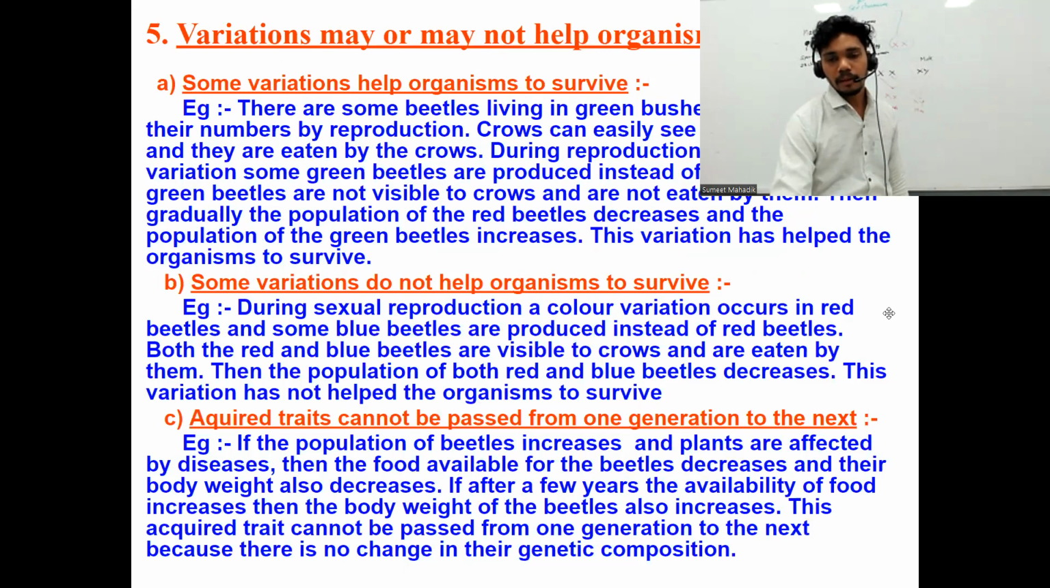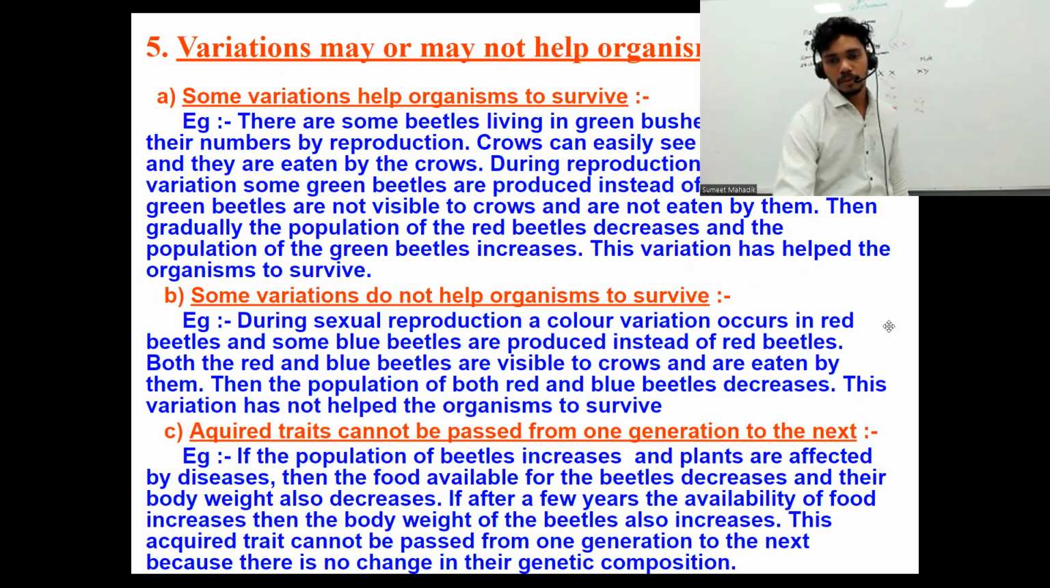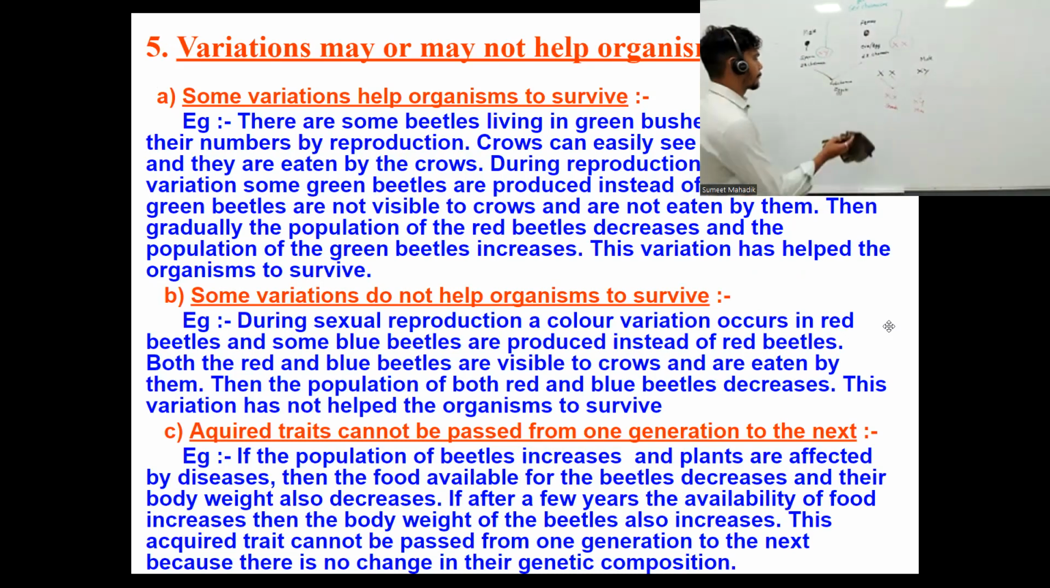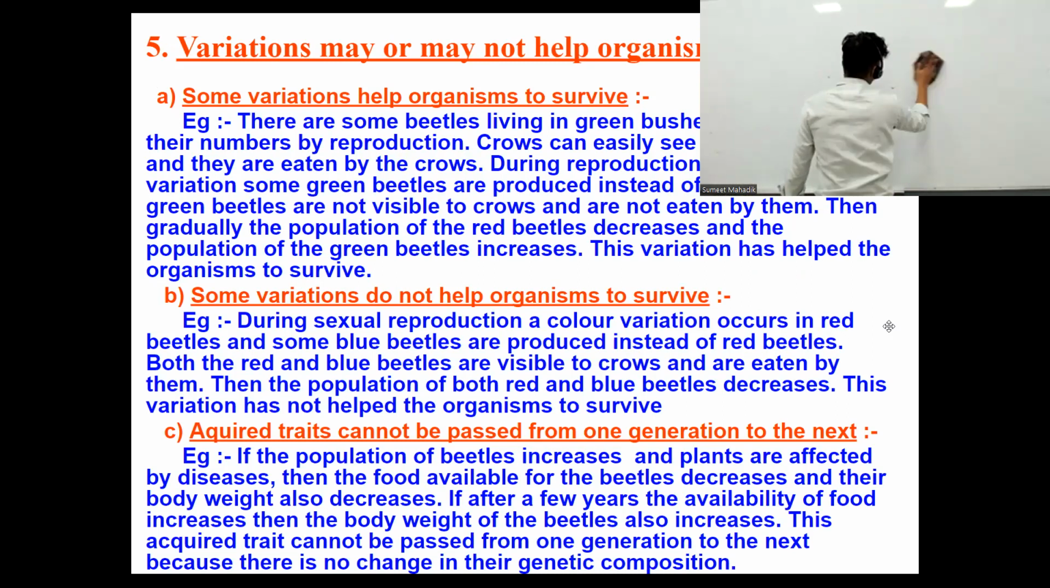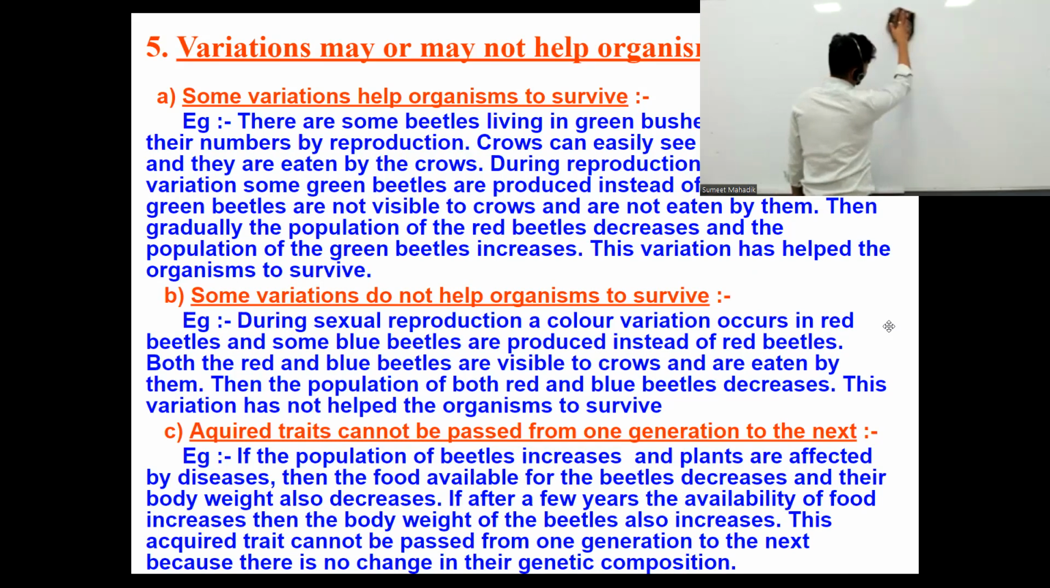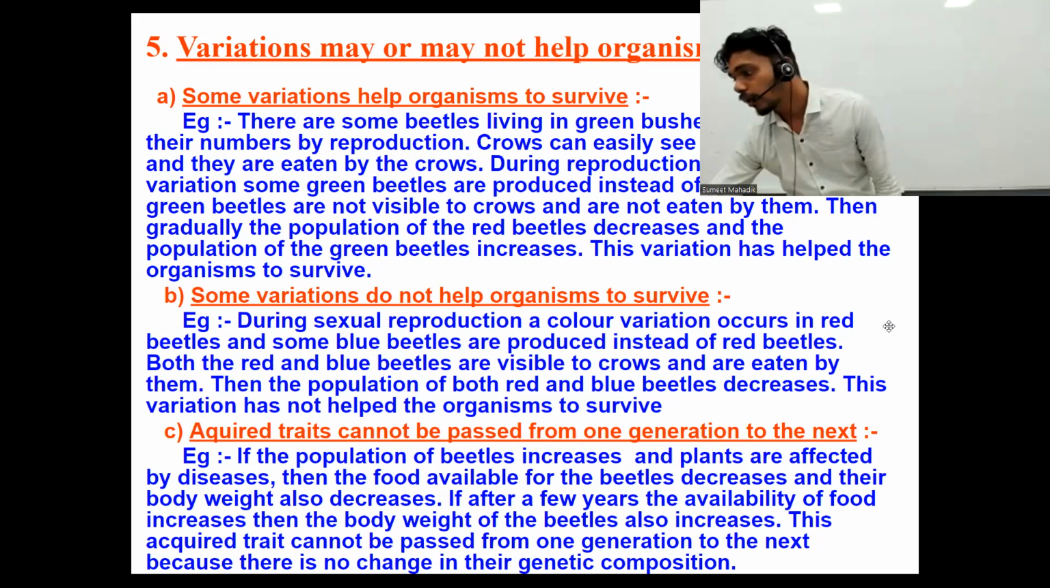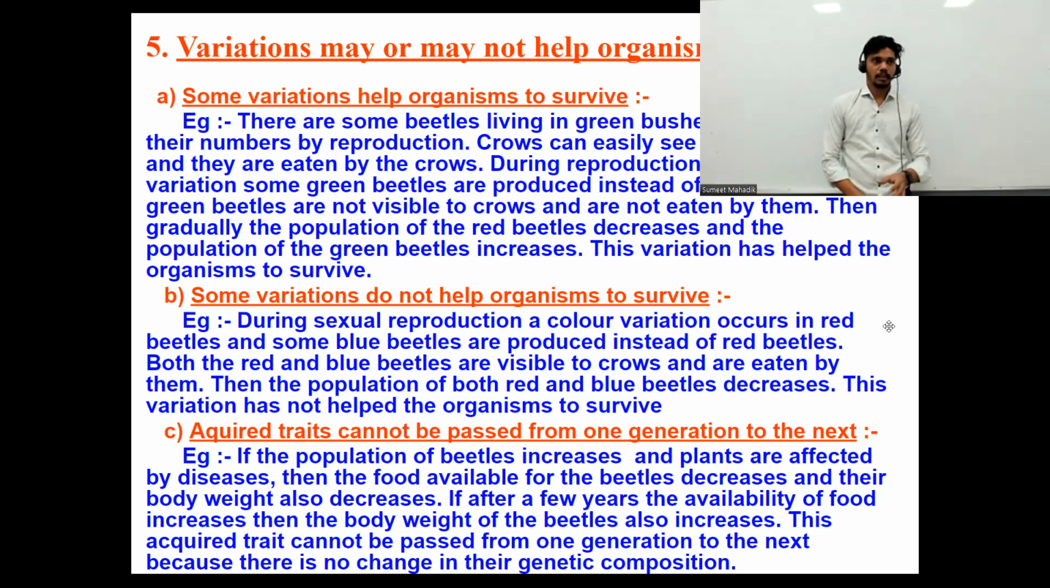Now we are going to read a lot, so just pay attention. Variation may or may not help the organism to survive. What is variation? What have we studied about variation? Tell me. What is variation according to you? Variation is inaccuracies in the DNA. Information is given from both parents, but the inaccuracies make the variation. But variations are not always positive. Sometimes they will create a problem.